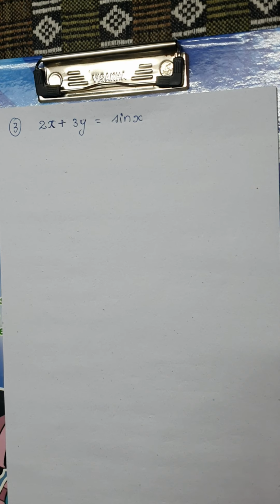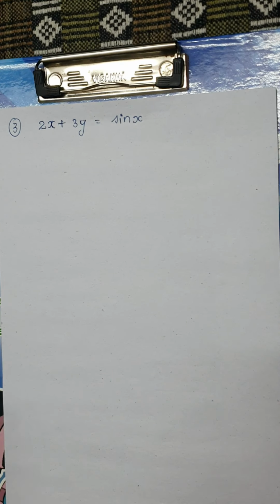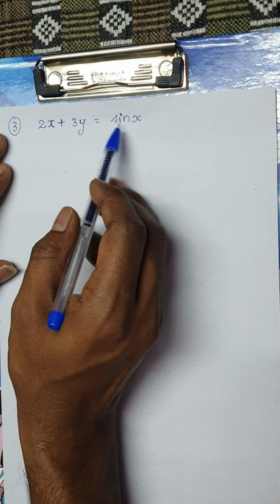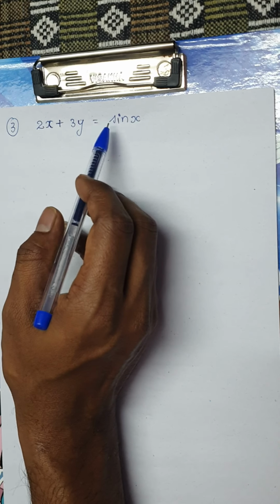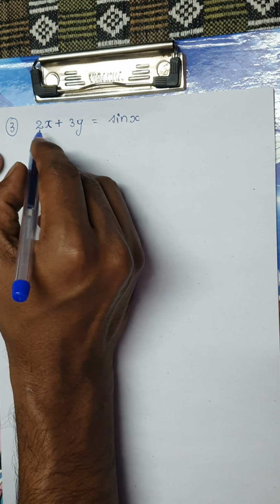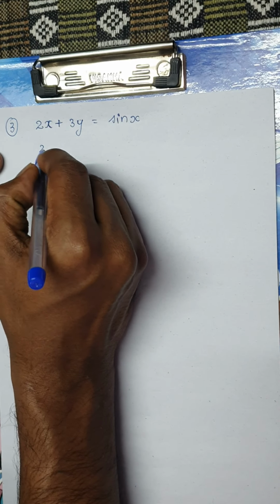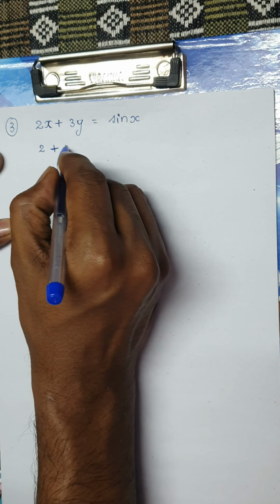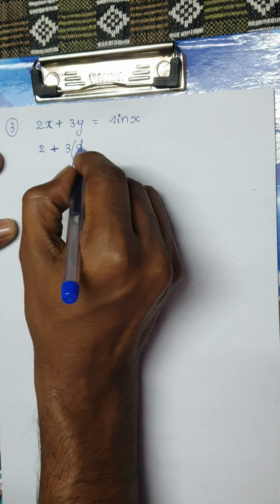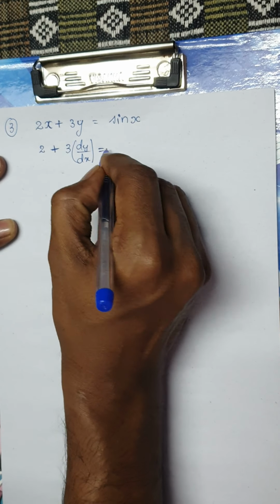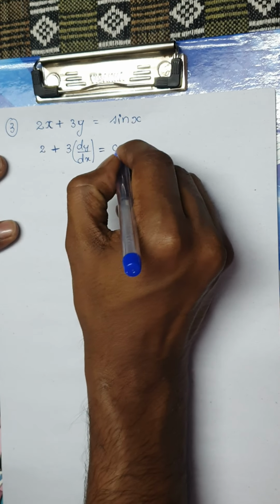Okay, friends, so let's consider the next question. I have 2x plus 3y is equal to sin x. These are very simple equations. Remember, these questions are asked for 2 mark questions. So the derivative of 2x with respect to x is 2, plus, now 3 is a constant, and remember the derivative of y will be dy by dx. This is nothing but, now what is the derivative of sine? We know the derivative of sine with respect to x is cos x.